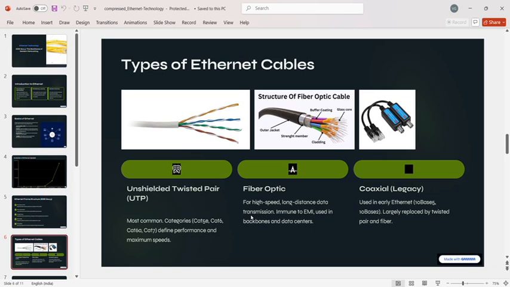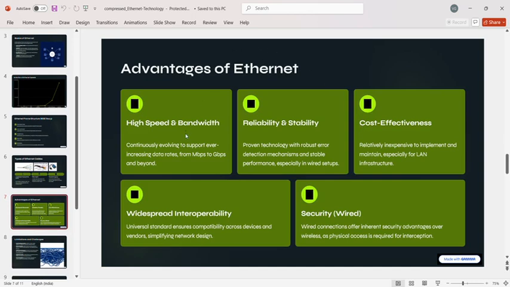And then coaxial cables, used in early Ethernet 10BASE. Coaxial cable used in early Ethernet is largely replaced by twisted pair and fiber. Mostly this is not used now. It is an outdated one, the coaxial. Instead of this, we prefer these other two cables. So this is an outdated cable.